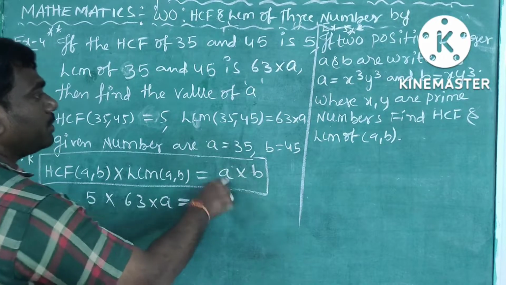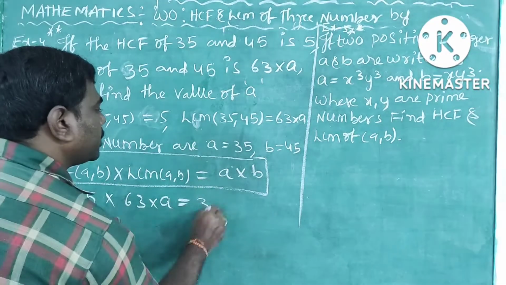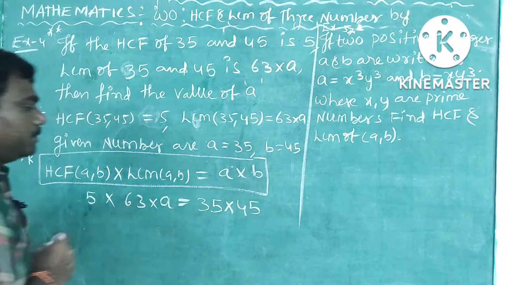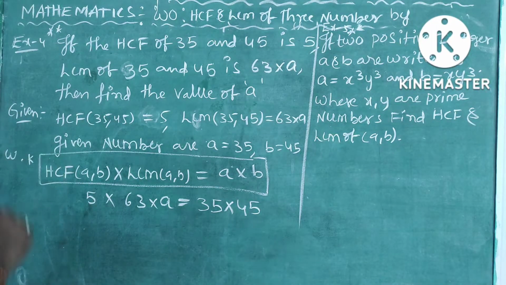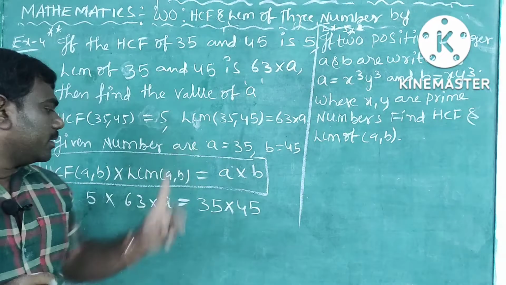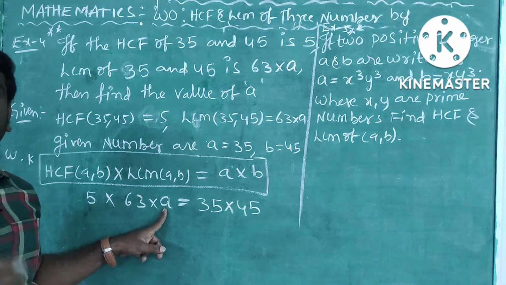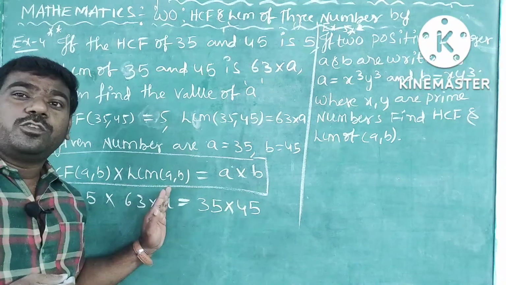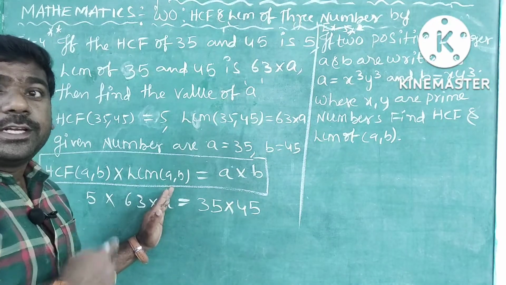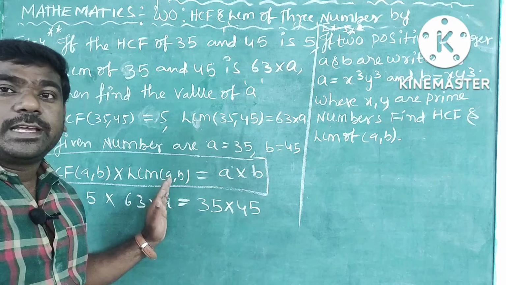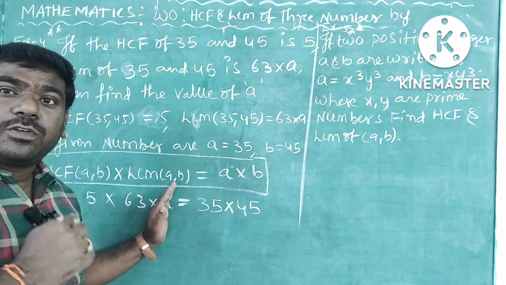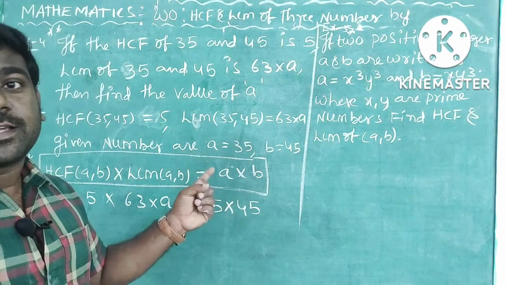Now the product of two numbers. What are the two numbers here? First number A value is 35. Second number B value is 45. Now what are we going to find out here? The value of A. What should we do? Very simple. When we have to find this value, we have to keep A as an individual, meaning as the subject. Remaining we have to send to that side.